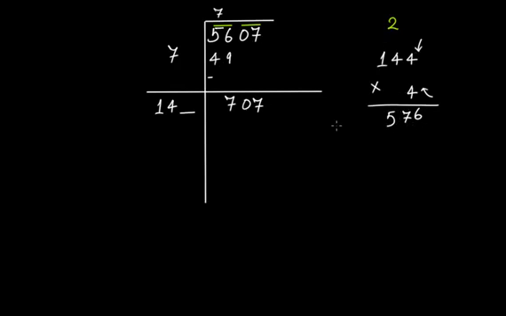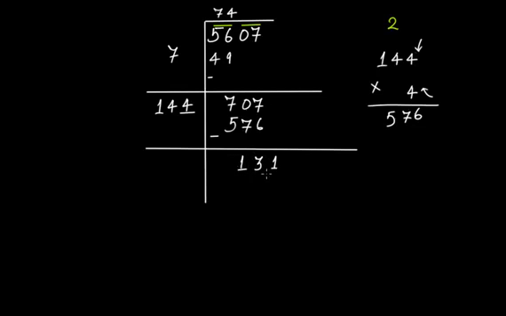So you have 576. It means that it can go, we put 5 here, 145 times 5. 5 times 5 is 25, 5 times 4 is 20. No, your number will be greater, so you'll have to go with 4 only. So write 4 here, multiply this with 4 and you get 576. Subtract it, you get 131.